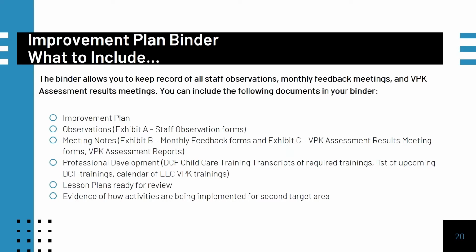You're going to include professional development, so the DCF child training transcripts of all those required trainings. You can have in there a list of upcoming DCF trainings so that you know when they're having other trainings that your staff could attend. You're going to have a calendar of the ELC VPK trainings, and I'm going to show you what that calendar would look like. You're going to have lesson plans that are ready to review, and you can also have sample lesson plans there as well. And then the part that's going to be for any other target area that you've selected, you're going to have evidence of how activities are being implemented.